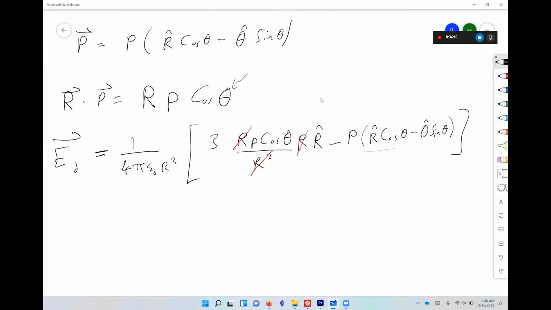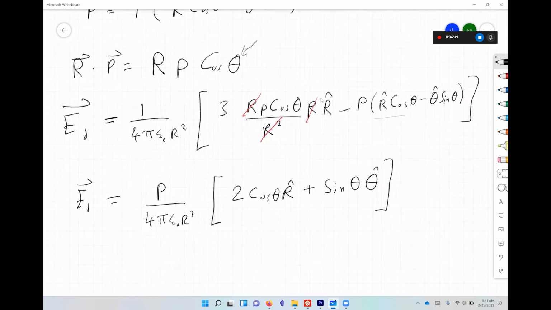I can take the P out, by the way. So E_D equals P over 4 pi epsilon naught r cubed times 3 cosine theta r hat minus cosine theta r hat, which is 2 cosine theta r hat. And then I have minus, which is going to be plus, sine theta theta hat.